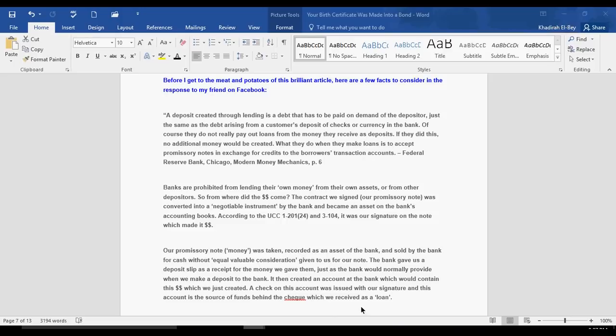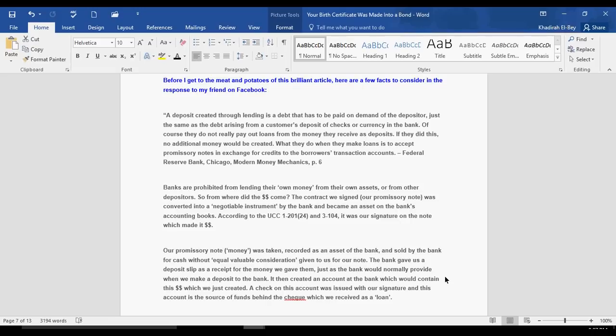Thank you. All right, so a deposit created through lending is a debt that has to be paid on demand by the depositor, just the same as the debt arises from a customer deposit of checks and currency in the bank. Of course, they do not really pay out loans from the money they received as deposits. If they did this, no additional money would then be created. What they do is make loans as accepted promissory notes in exchange for credit to the borrower's transaction accounts. Federal Reserve Bank, Chicago, Modern Money Mechanics, page 6.